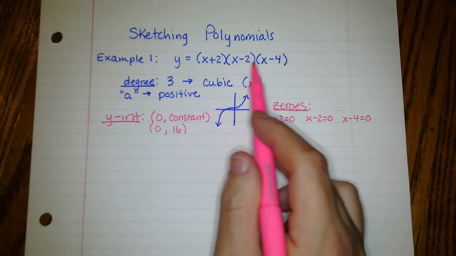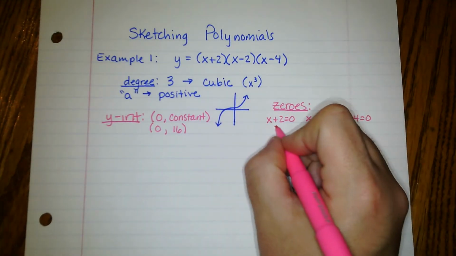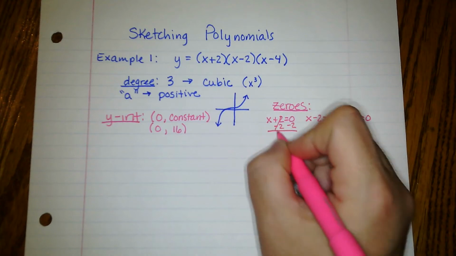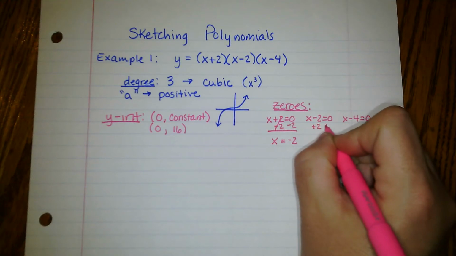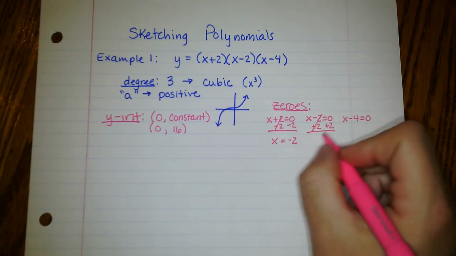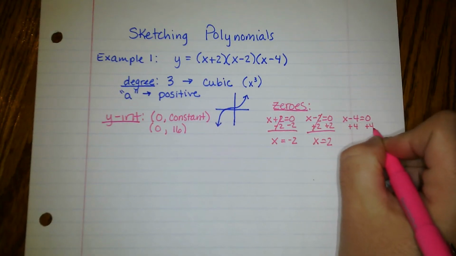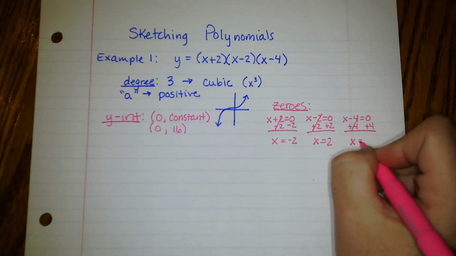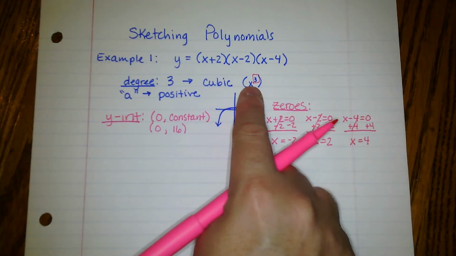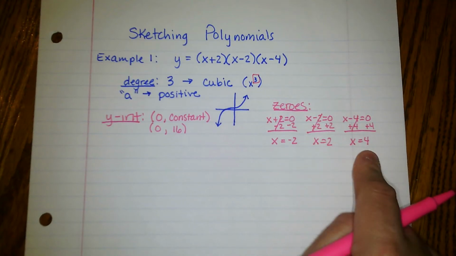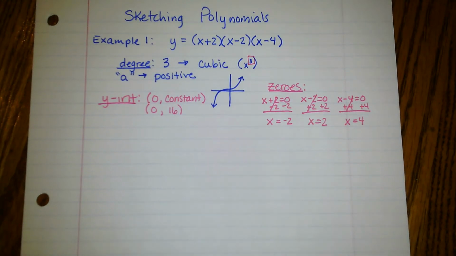We're going to set all of these equal to 0 so that we can figure out where it's crossing the x-axis. So when I solve this, I get -2 is going to be a spot. When I solve this one, +2 is going to be a spot. And when I solve this one, +4 is going to be a spot. So it's a cubic. It can cross at most 3 times, and it's going to cross in these 3 places. I am ready to sketch my polynomial.